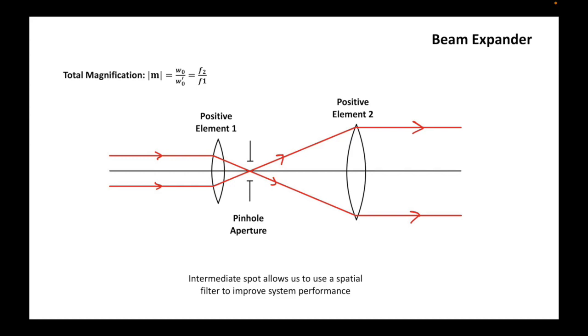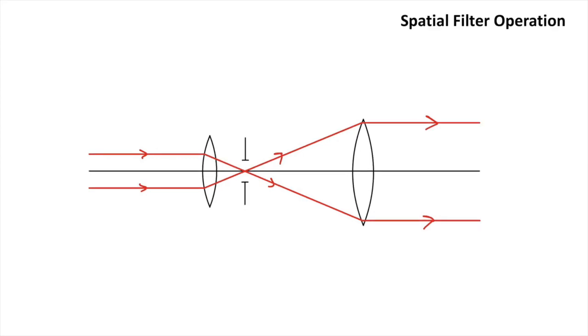This means that if we use a beam expander consisting of two positive elements, we can increase the radius of our HeNe beam and achieve a smaller spot size. A Keplerian design is ideal since it forms an intermediate image, allowing us to integrate a spatial filter into the design. A spatial filter is an easy way to remove noise in a beam profile.